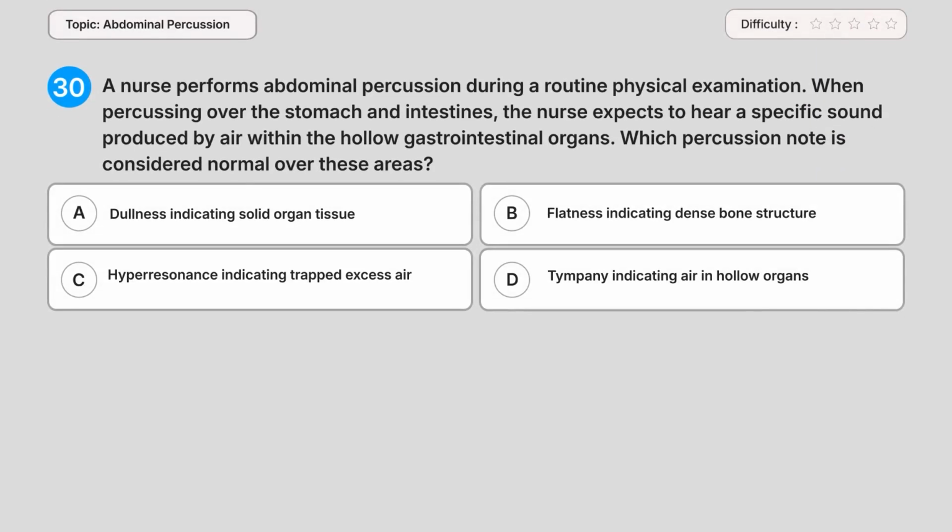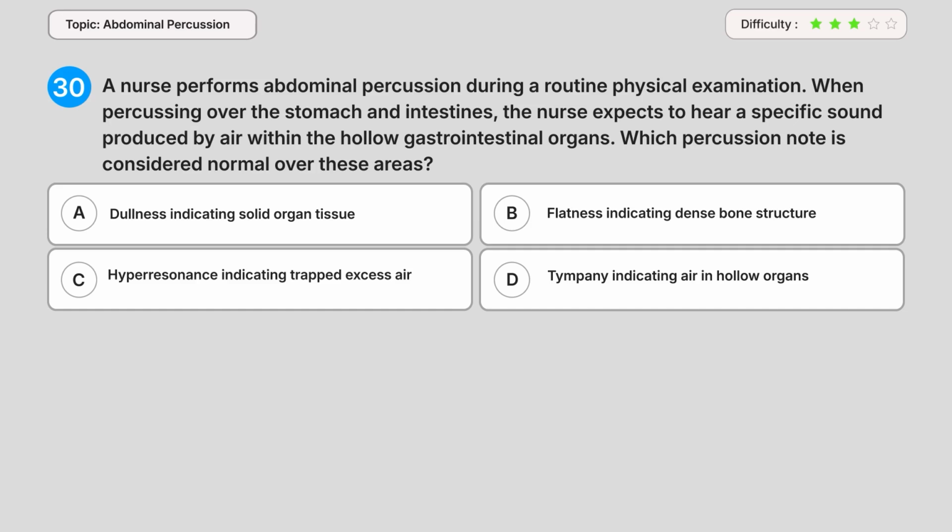30. A nurse performs abdominal percussion during a routine physical examination. When percussing over the stomach and intestines, the nurse expects to hear a specific sound produced by air within the hollow gastrointestinal organs. Which percussion note is considered normal over these areas?